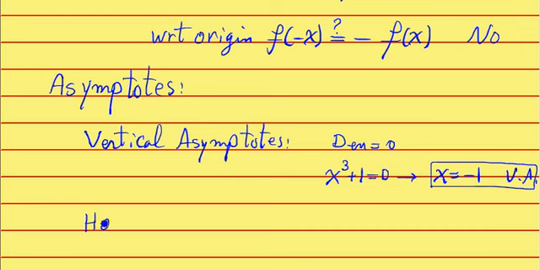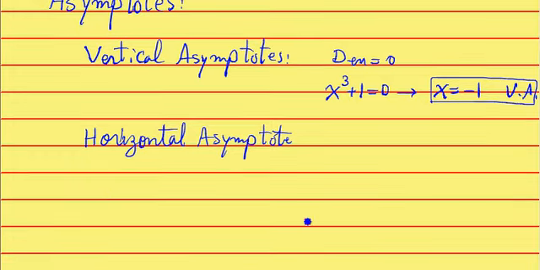Issue number 2, horizontal asymptote. Well, that's the issue of a limit. We have to take a limit of x cubed minus 1 over x cubed plus 1 as x goes to either plus or minus infinity. Maybe I deal with it one at a time. Here, x goes to plus infinity.